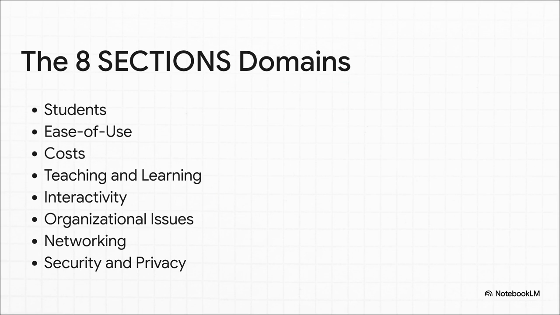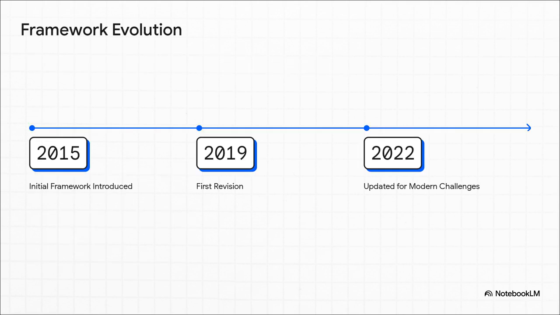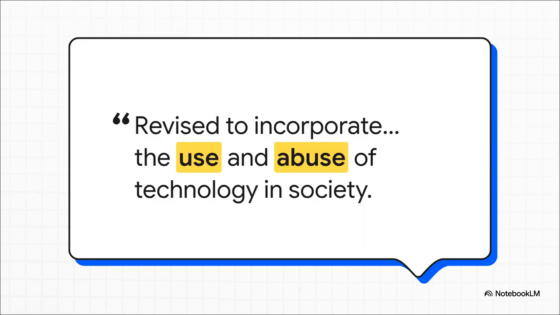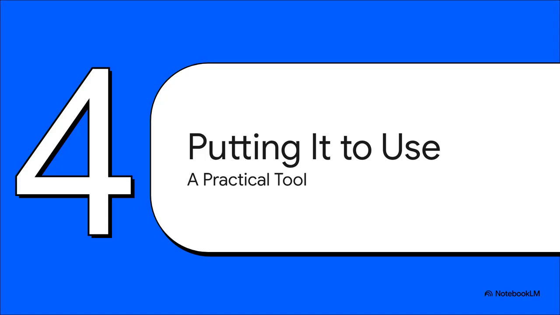From the student experience all the way down to security, it gives you a complete 360-degree view for making a really smart choice. And what's really important is that this framework isn't some dusty old idea stuck in the past. It's a living document. It has evolved, with major updates to keep pace with the dizzying speed of technology and, of course, the new challenges that come with it. And here's why those updates are so crucial, straight from the source. The framework was revised to address not just the use of technology, but also its potential abuse. That means it's now equipped to help you think about modern issues like data ethics, digital well-being, and major privacy concerns.